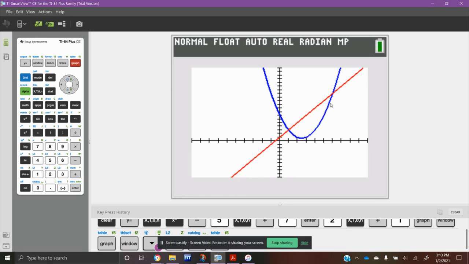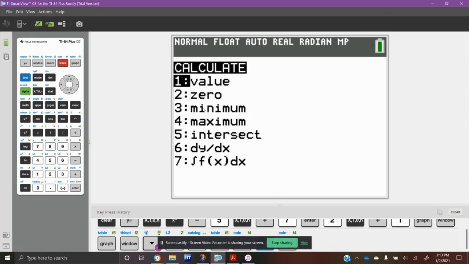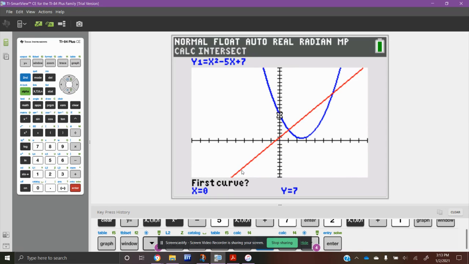So instead of just guessing what your points are going to be, you're going to use a function under trace. Where we did minimum and maximum before, we have this option called intersect. Since we're looking for the intersection points, that's what we're going to choose. So, intersect. Just like before when you do left bound and right bound, this one's asking for the first curve.